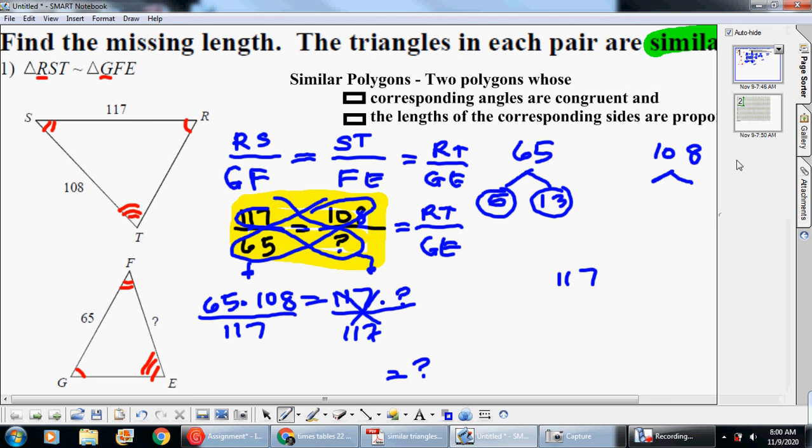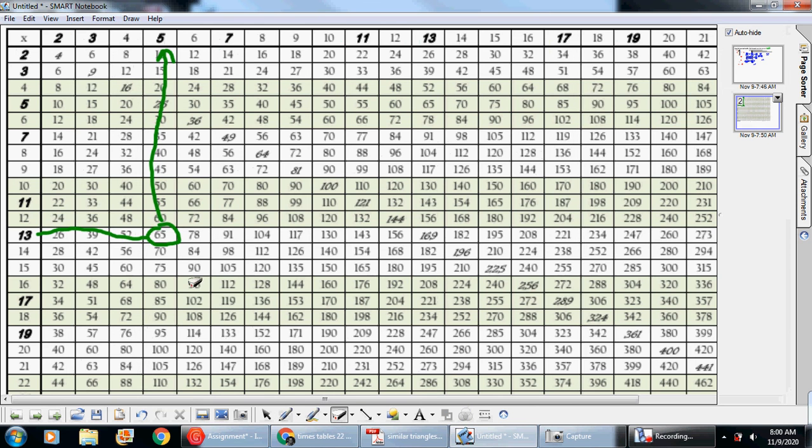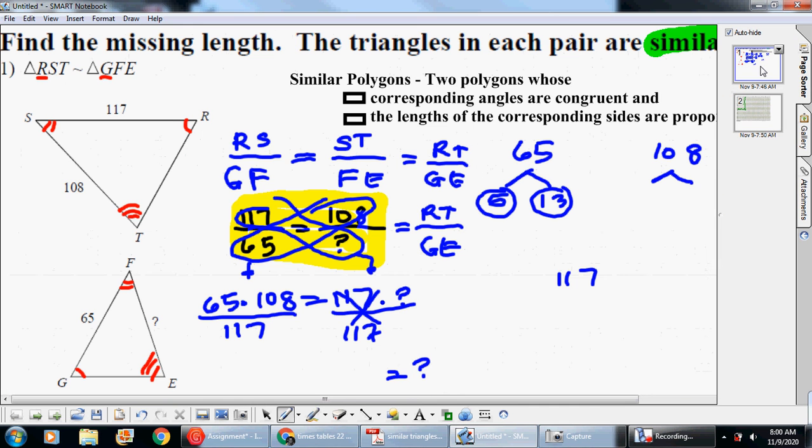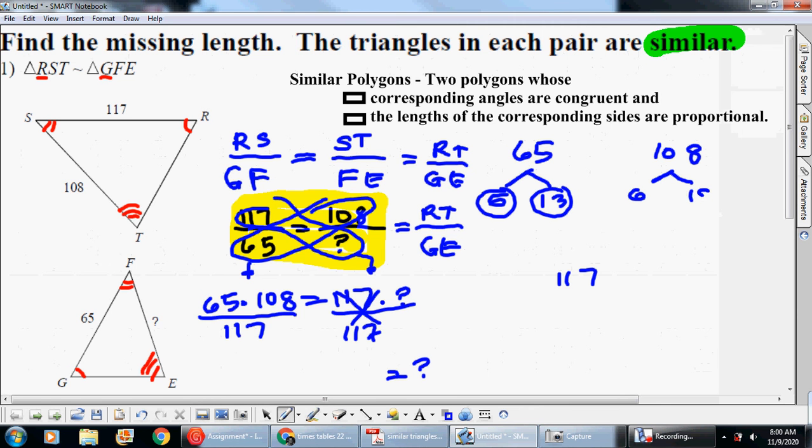Now 108 is in your table. Look for the number 108. So here's 100. There's 108. Look straight up, and the number 6 is not prime. Look to the left, and the number 18 is not prime. So you see the factors are 6 and 18, and they're not prime. That means they can be factored again.